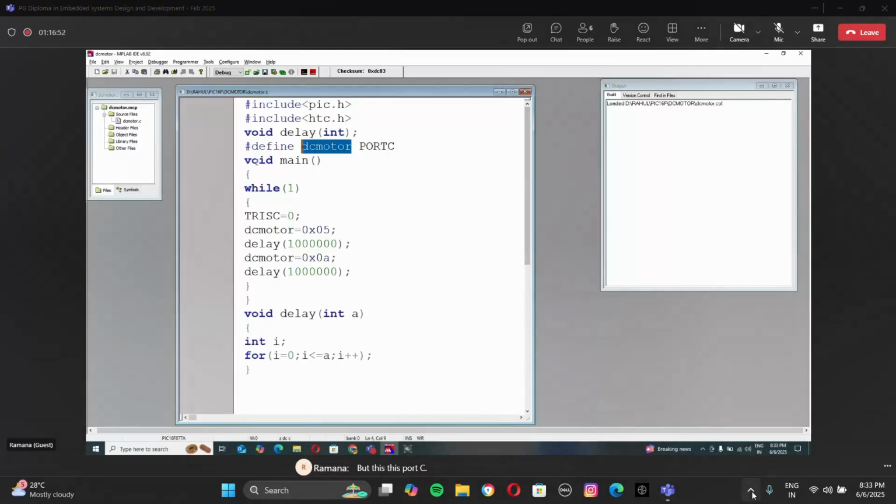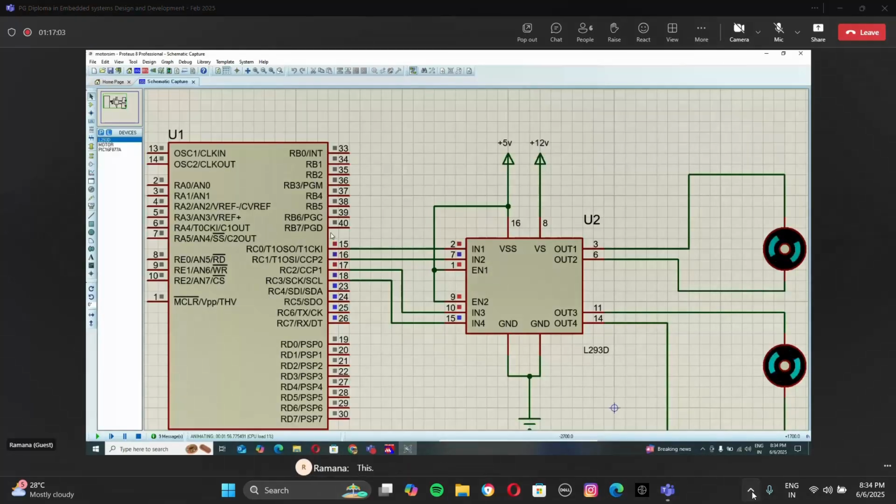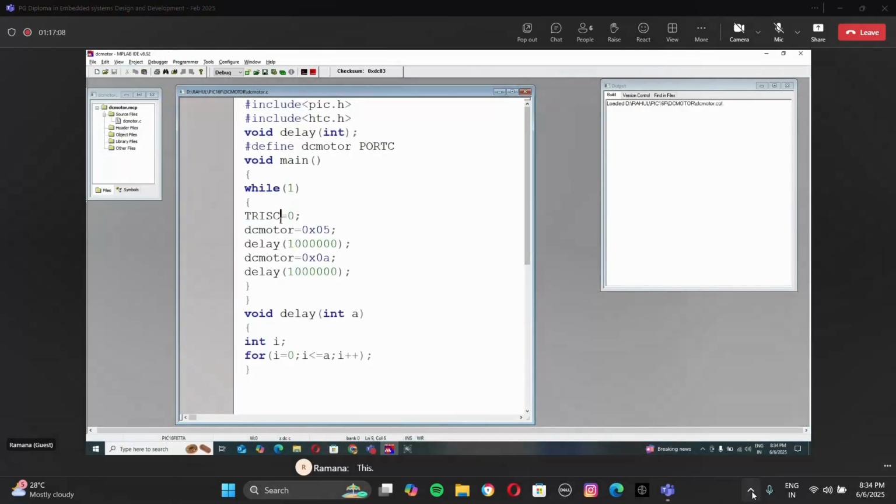Again, void main, using an infinite loop. We are using TRISC, making this port an output. Now we are using this DC motor, giving it 0x05. This is motor one forward and motor two reverse. I'll tell you how this hex code works in the driver.